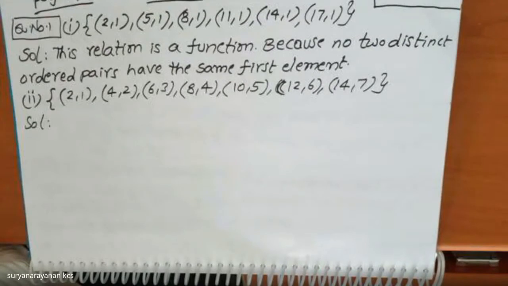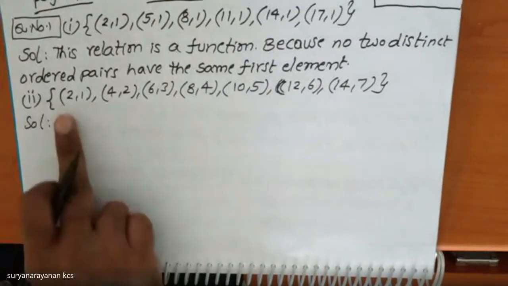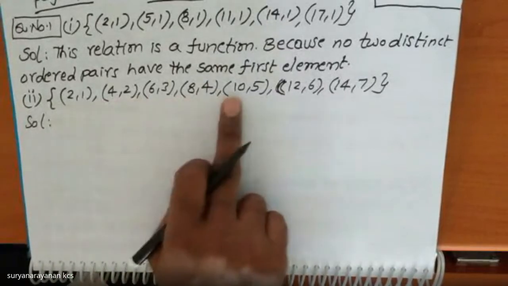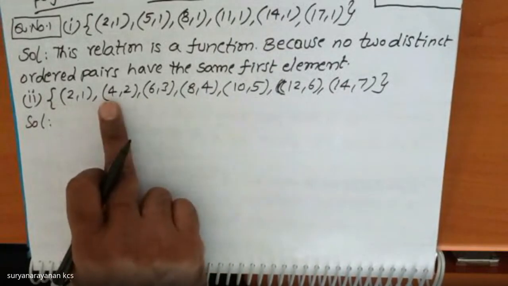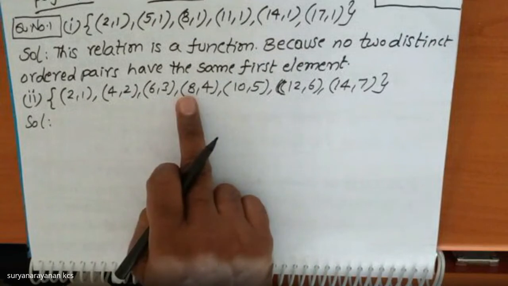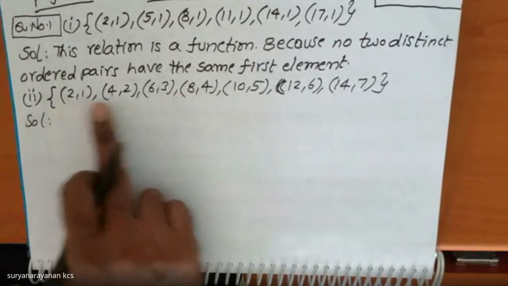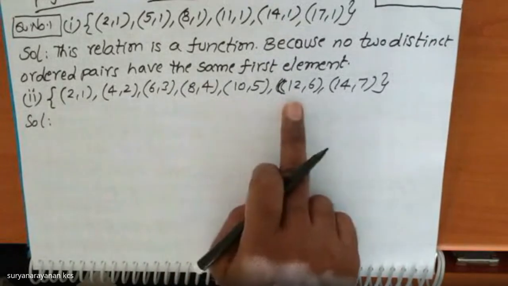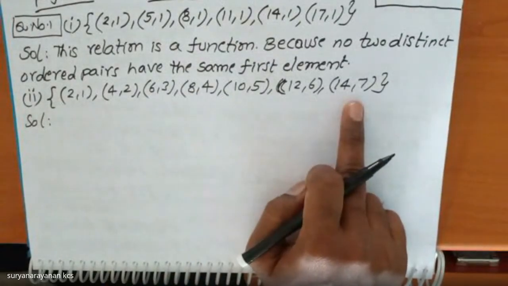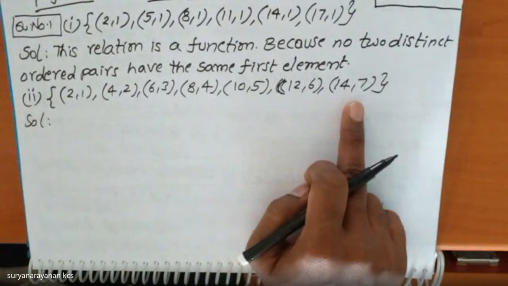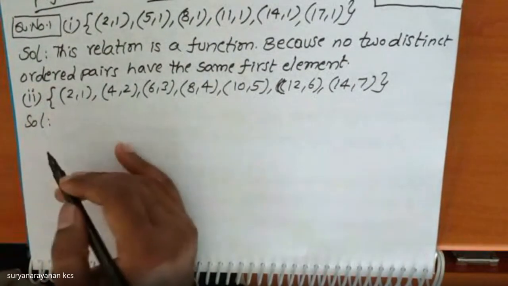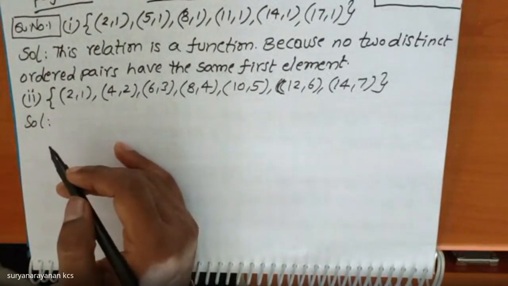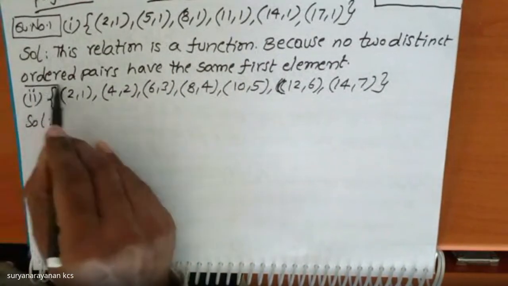Yes, sir, it is a function. Yes, this is a function because no first element is repeated. All the elements in the given ordered pairs are distinct: 2, 4, 6, 8, 10, 12 and 14. Okay. We have to find the domain also. So I will stop this question first.